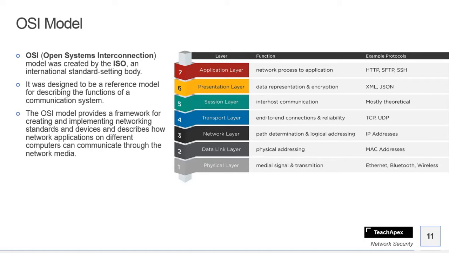It basically provides a framework for creating and implementing networking standards and devices, and it also describes how network applications on different computers can communicate through the network media. The OSI model has 7 layers: physical layer, data link layer, network layer, transport layer, session layer, presentation layer, and at last the application layer.